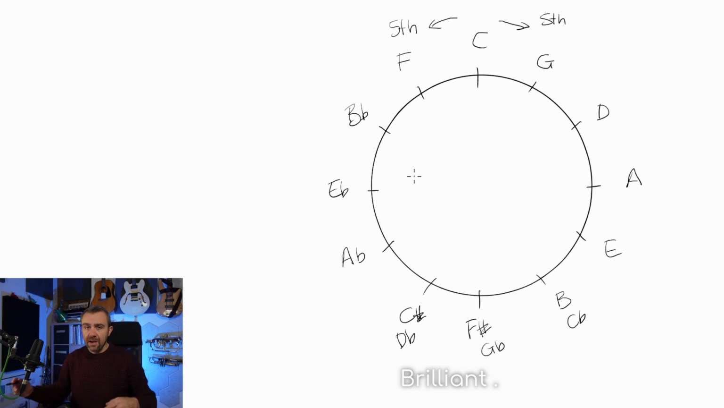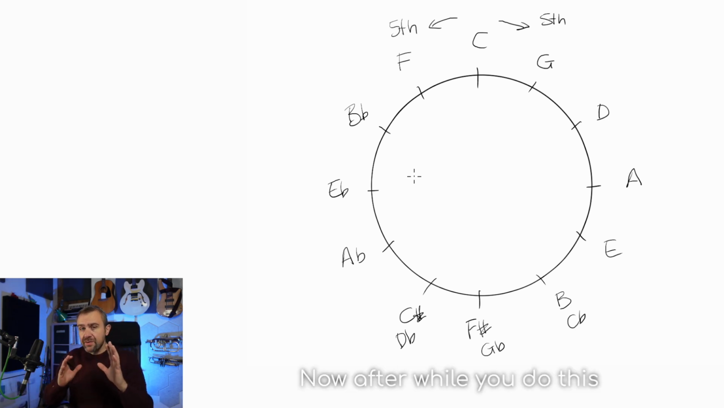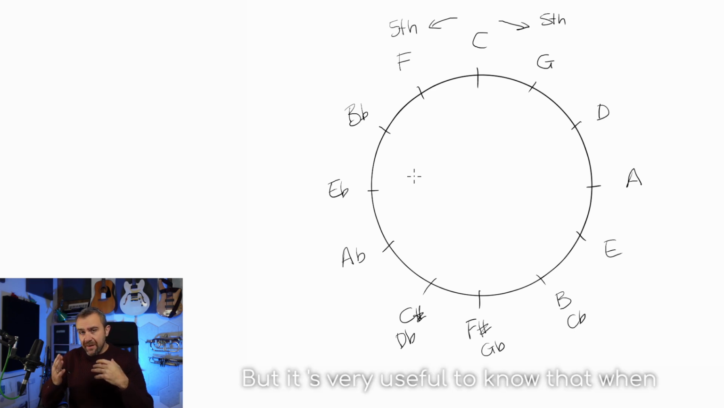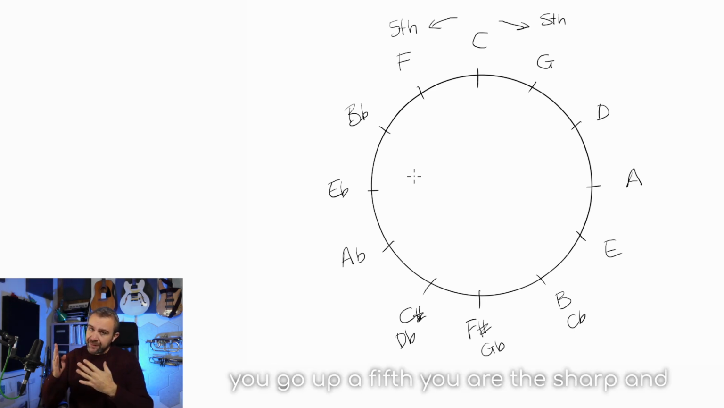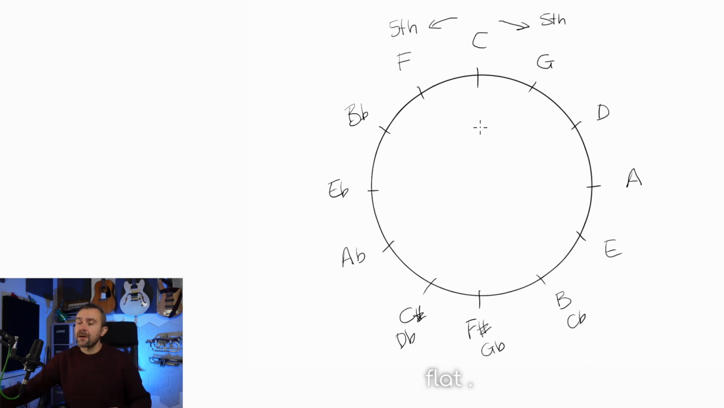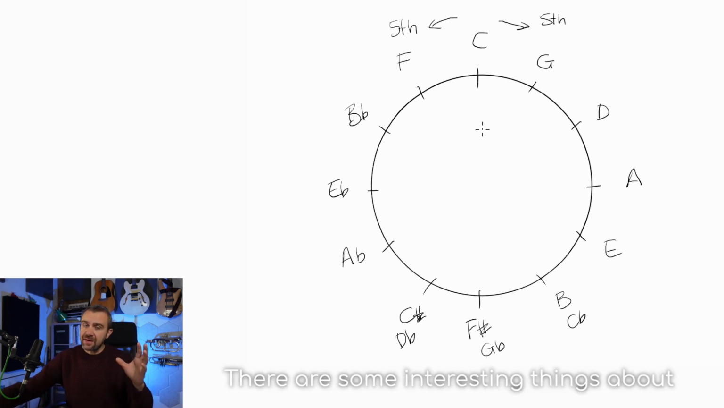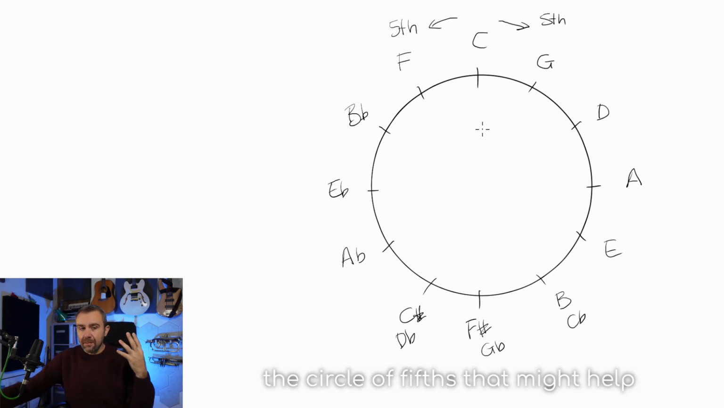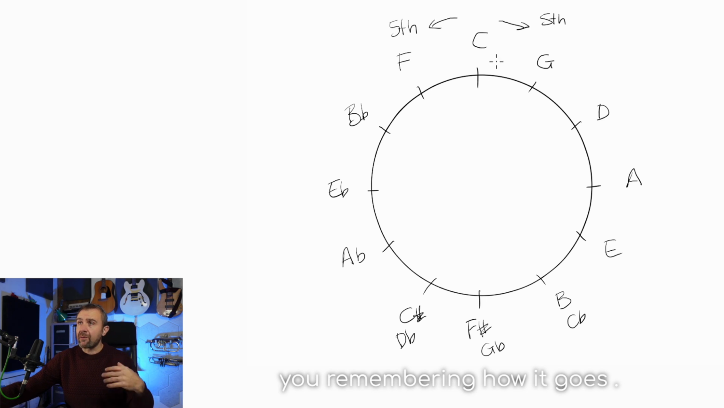Brilliant. Now, after a while that you do this, you remember most of them anyway. But it's very useful to know that when you go up a fifth, you add a sharp, and you go down a fifth, you add a flat. There are some interesting things about the circle of fifths that might help you remembering how it goes.